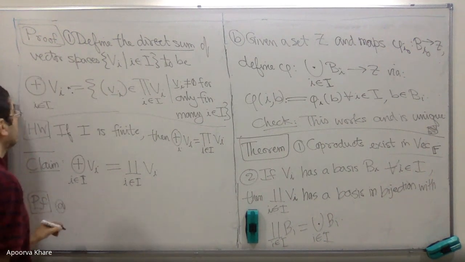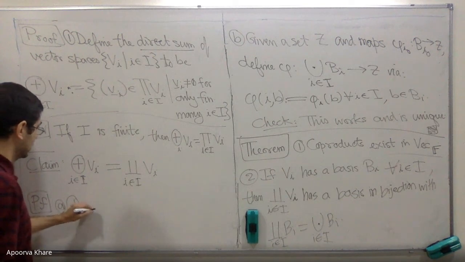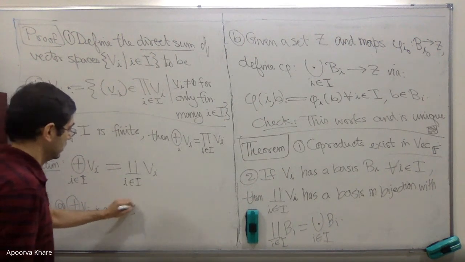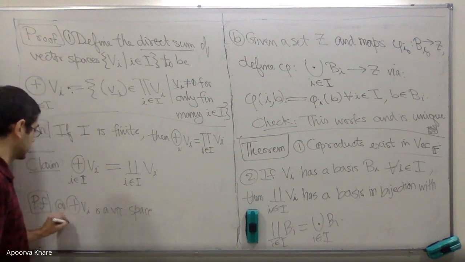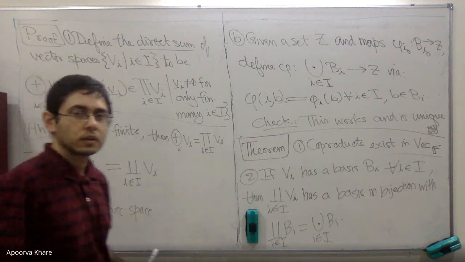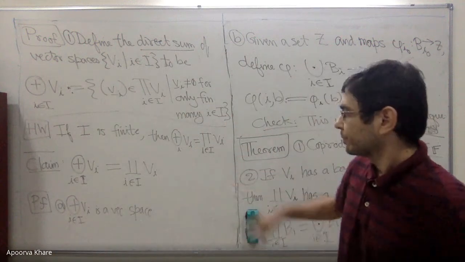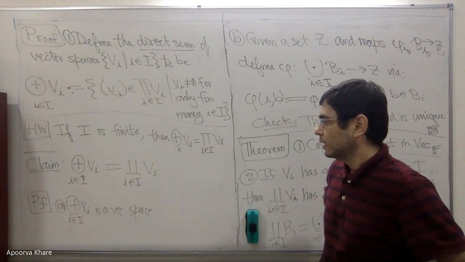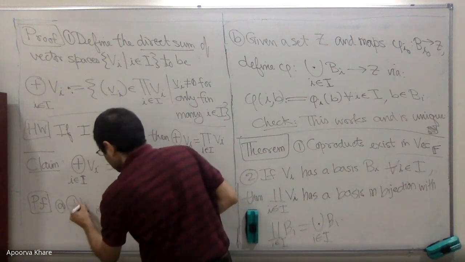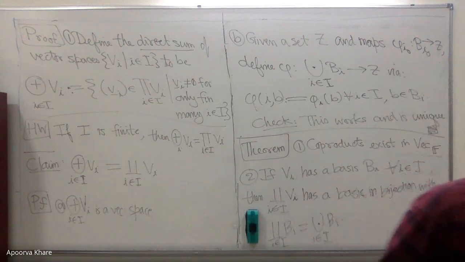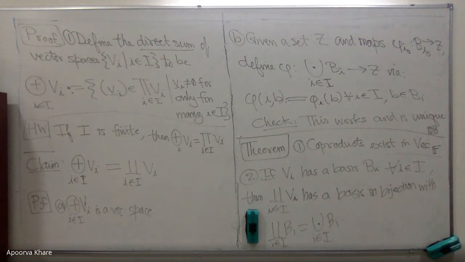Proof. Part A: indeed, this is a vector space. Part B: the maps eta_i exist and are linear. And part C: the universal property.